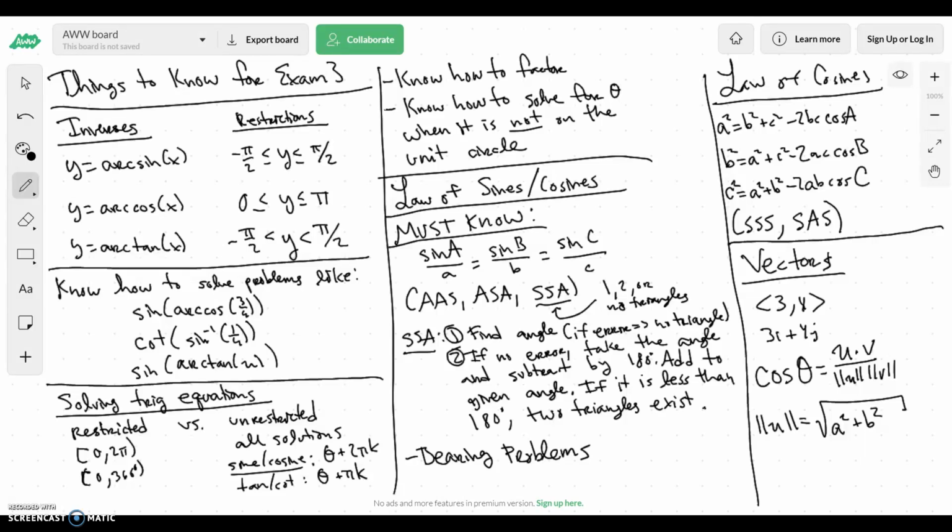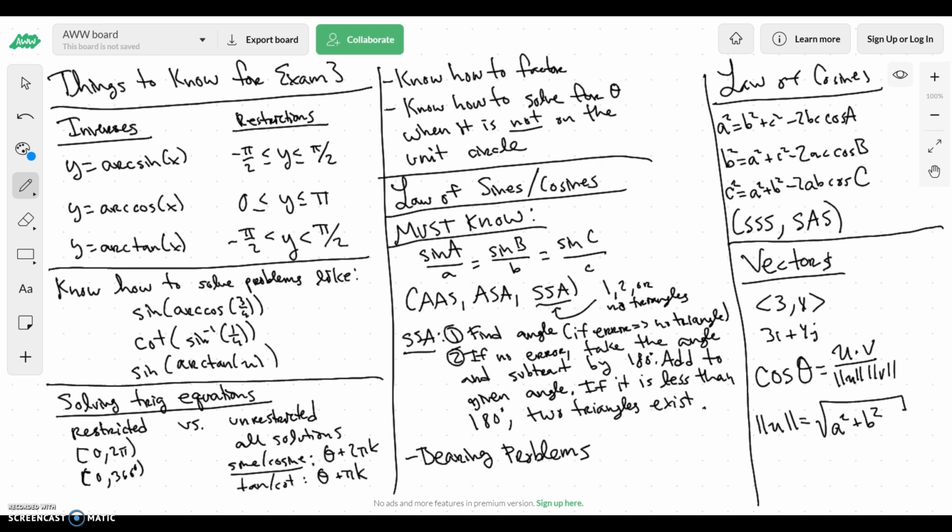All right, so here are a couple things that you need to know for exam three. So I wrote down here a good representation of things that you should know. You can go ahead and pause the video and write it down, but what I'm going to be doing right now is explaining.